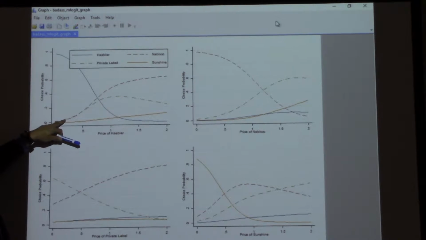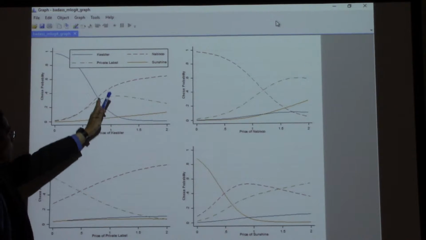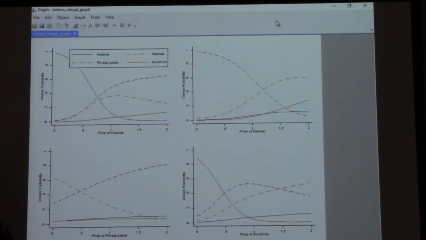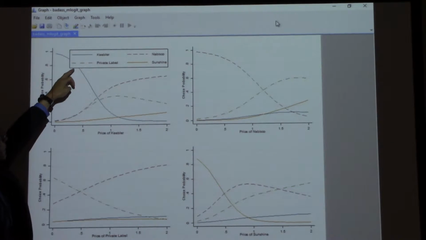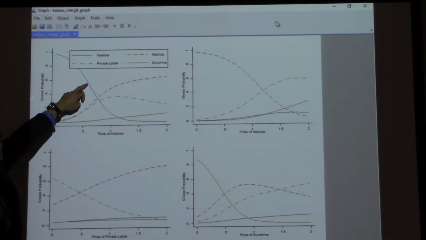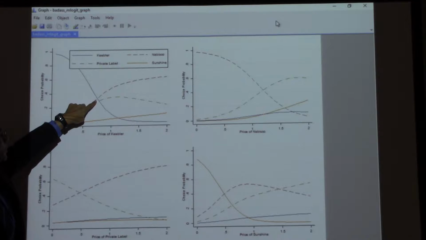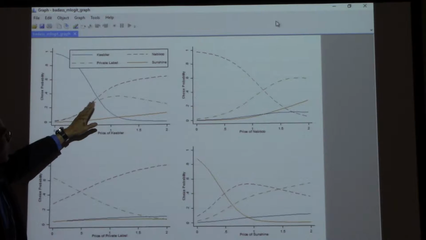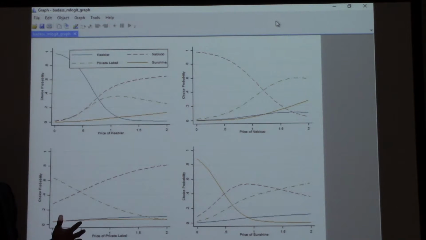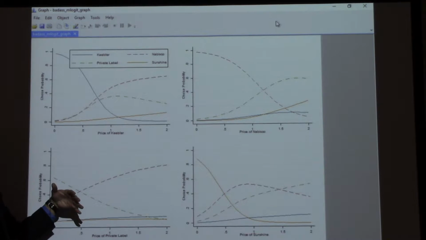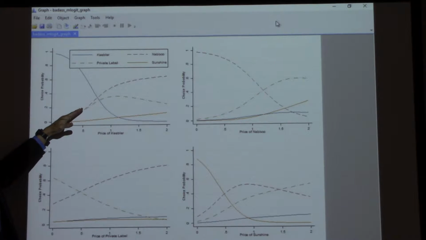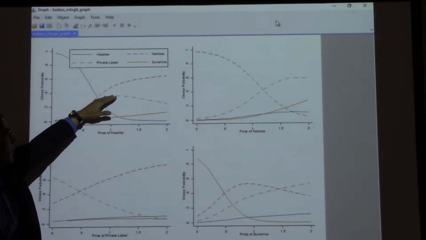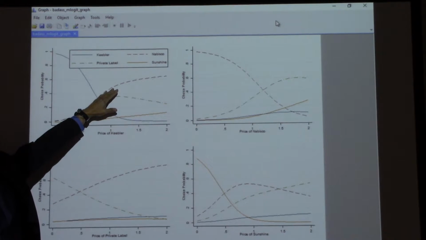Where those sales go are initially, at least up to about 75 cents, mostly to Nabisco and private label. So when we're switching from Keebler, we're going to Nabisco and private label. Then again, notice the nonlinearities. Then as price increases, remember the whole point of private label or generic is what? They're cheap, right? But as price increases, we start switching from generic or private label, and that starts to decrease, and we start to buy more Nabisco.